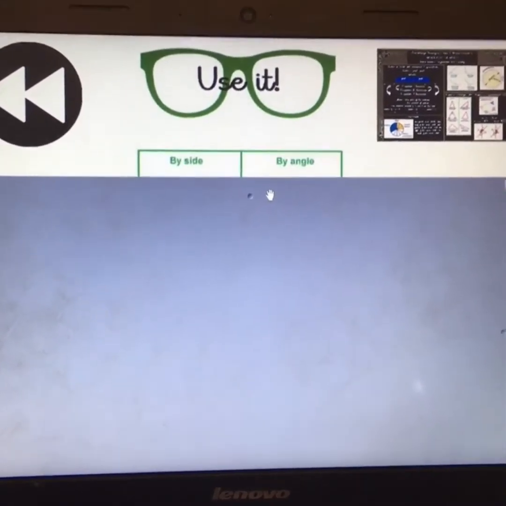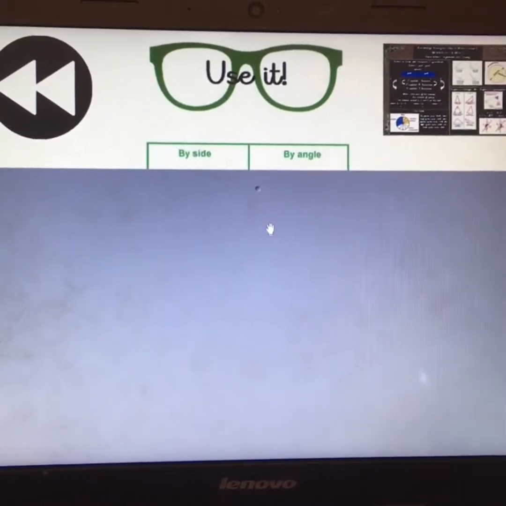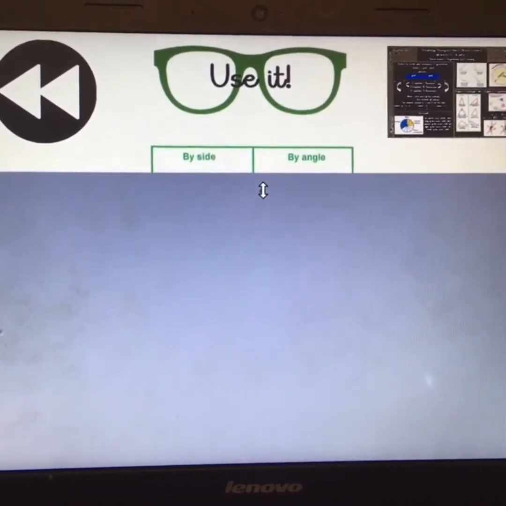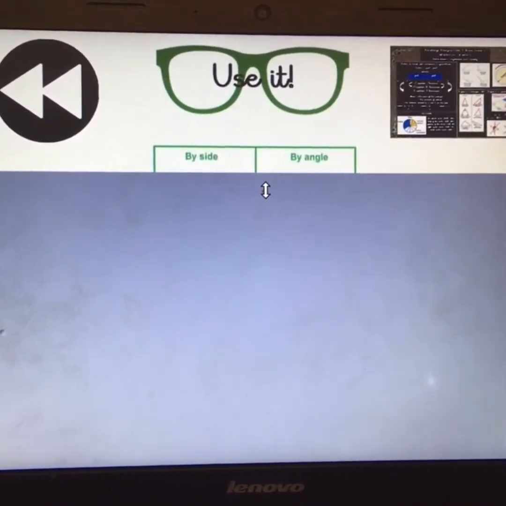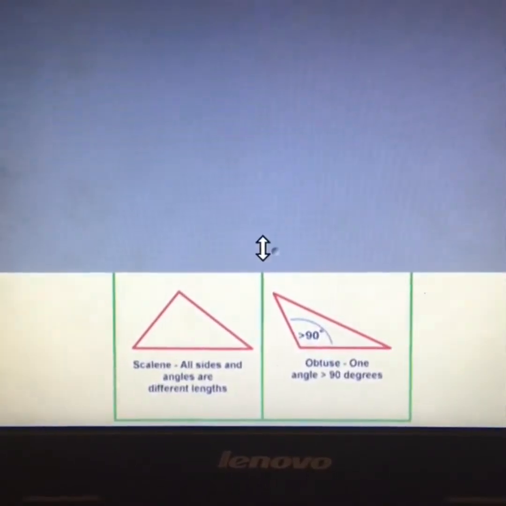Right then, second little rewind is all about types of triangle. So I'm going to pause the video. Can you name the 3 different types of triangle? Okay then, answer time. So the first triangle has got all different length sides and all different angles, and it's called a scalene triangle. Okay, there are 2 examples of a scalene triangle.